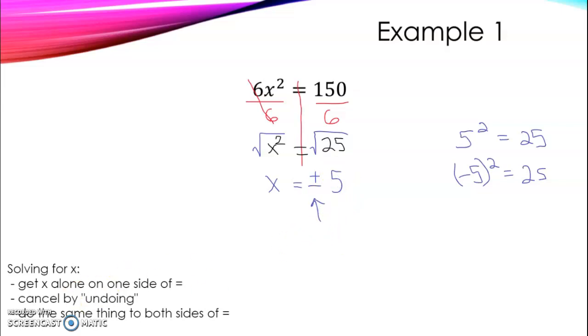positive or negative 5. So that plus or minus is basically telling me I had some parabola up here. In my original problem, I was solving for when y was equal to 150, and those two places were at negative 5 and positive 5.